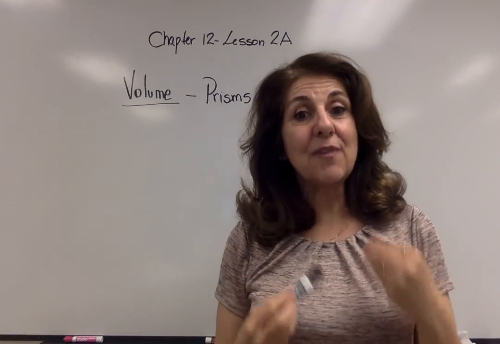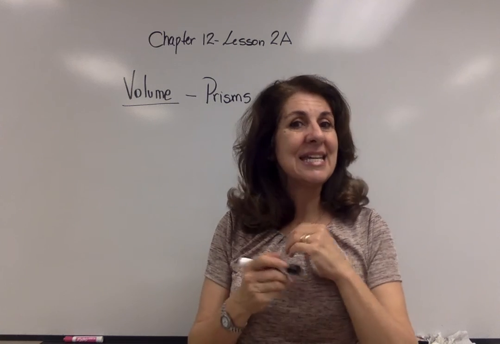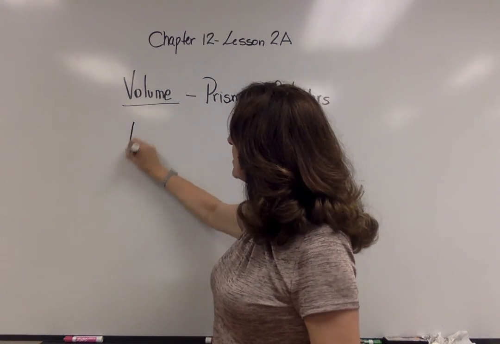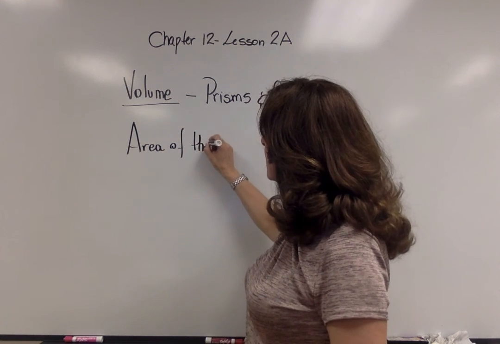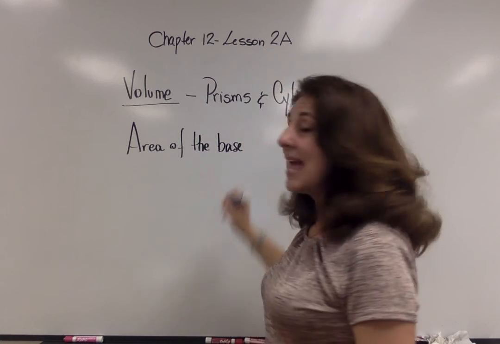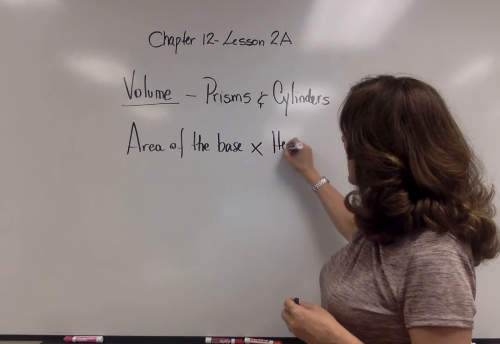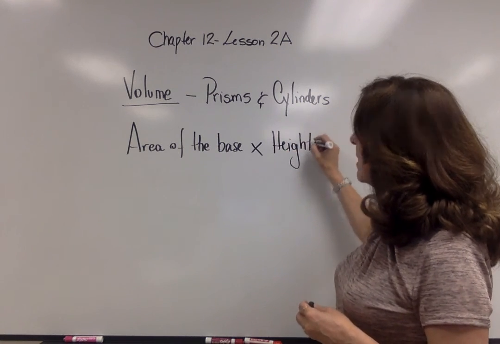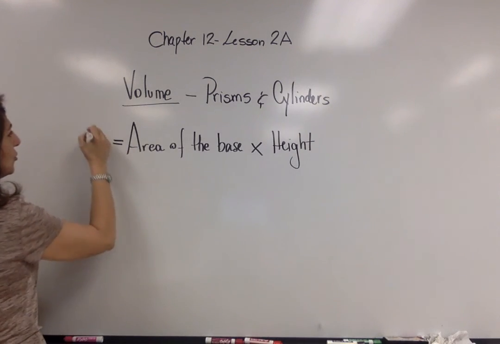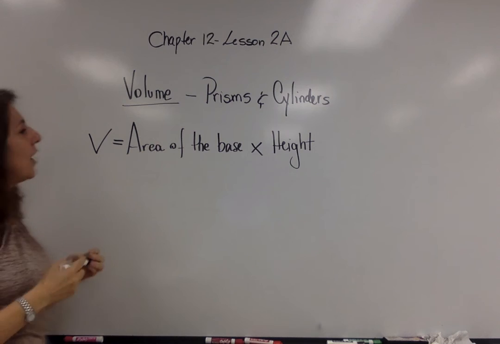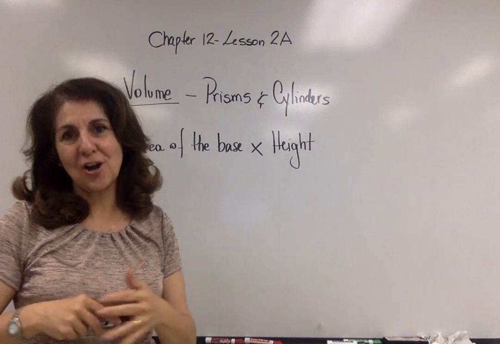The volume is found with one simple formula. To find the volume, you have to use the area of the base, and you multiply the area of the base by the height of your geometric figure. So this here is equal to volume. Volume is nothing more than the area of the base times the height of the shape.